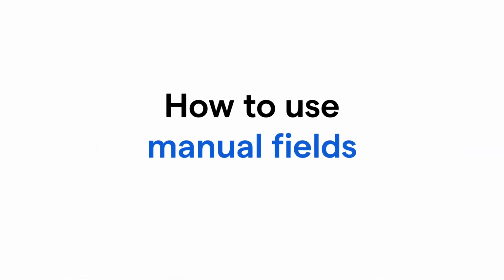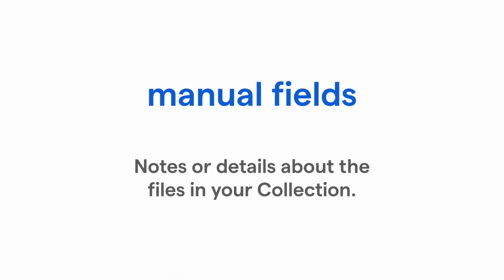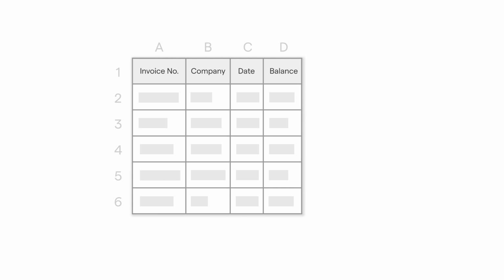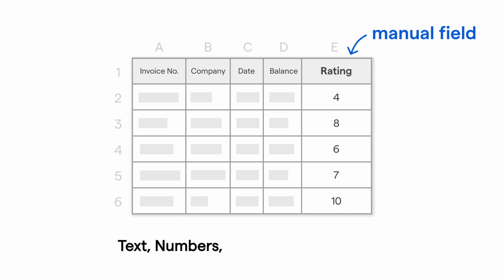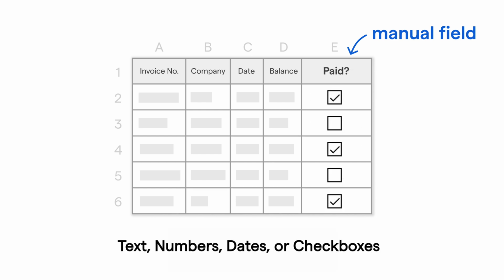Manual fields are fields that you add in yourself that contain extra notes or details about the files in your collection. Adding a manual field to a collection is similar to adding a new column to a spreadsheet to type in notes about a line item or a file. A manual field can contain either text, numbers, dates, or checkbox values.